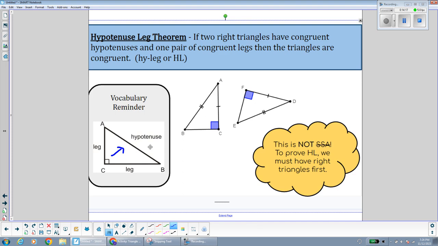So to have HL, the very first thing you need is right triangles in order for it to even be a possibility. Once you know that you have right triangles, all you need after that is an H and an L. You need congruent hypotenuses, that's the H part, and you need one pair of congruent legs, that's the L part. You don't need both pairs of legs to be congruent, just one is enough. And take a look at this note over here. This is not SSA. In a couple of minutes, we'll talk about why SSA is not a valid method. So even though it kind of looks like SSA, it's really not because it's specifically for a right triangle. HL is for specifically right triangles.